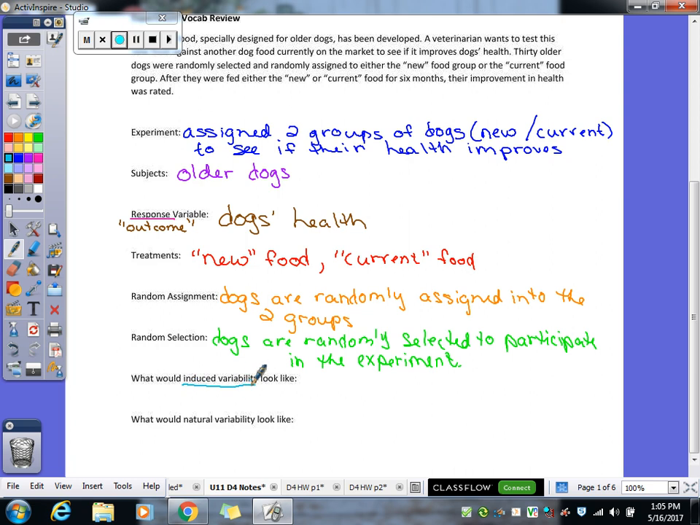And then our last two down here tend to get a little confusing. We have induced variability and natural variability. So your induced variability would be that the new food improves the dog's health. So your induced variability is pretty much your treatment that you're trying to test. In this case, they were testing the new dog food, actually works and does what you want it to do, which is improve their health.